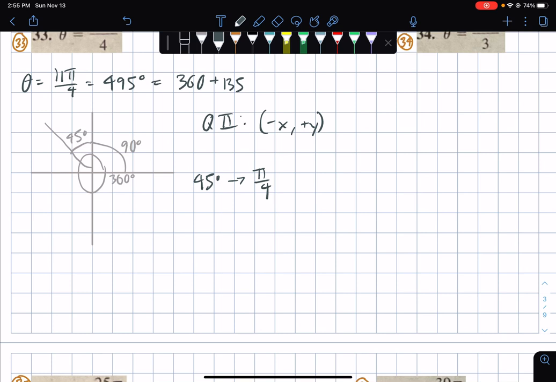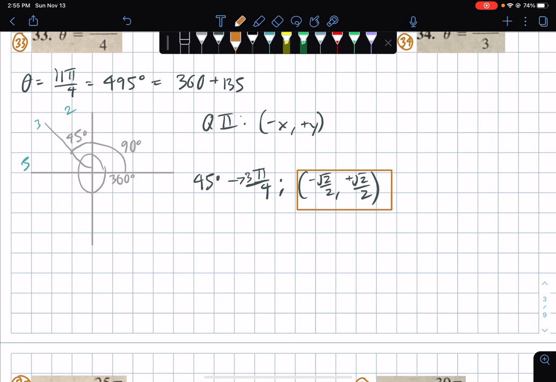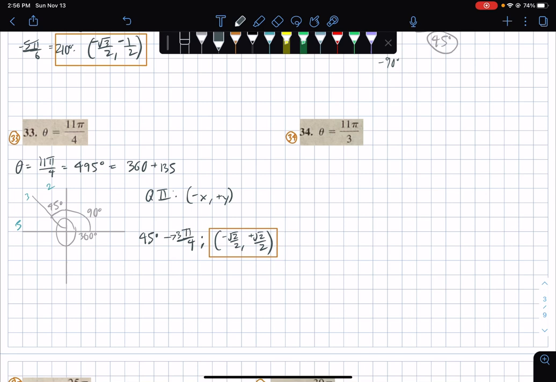And because it's on quadrant 2, we know that it's 2, 3, 5. So it's 3 pi over 4. And so, we get something like this. Alright, let's move to number 34.